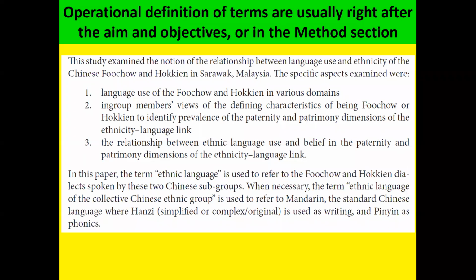In this paper, the term ethnic language is used to refer to the Fuzhou and Hokkien dialects spoken by these 2 Chinese subgroups. When necessary, the term ethnic language of the collective Chinese ethnic group is used to refer to Mandarin, the standard Chinese language, where I talk about the writing and the phonics. So this is the operational definition of terms. You find the word ethnic language defined. You find the word Mandarin actually also defined by using a very long term.